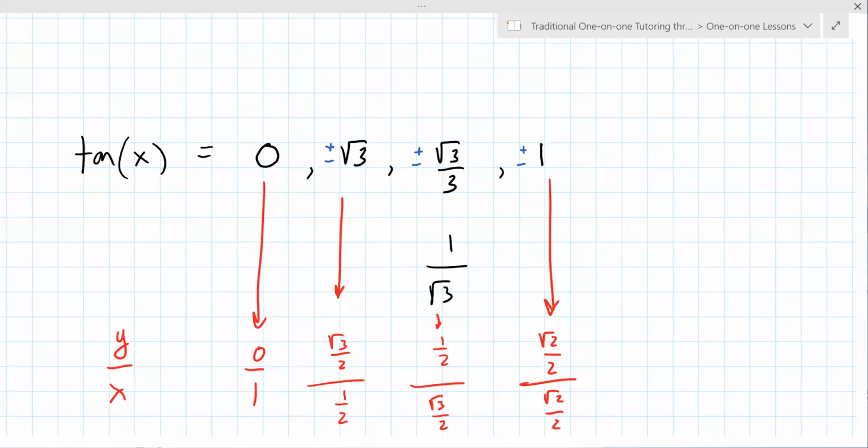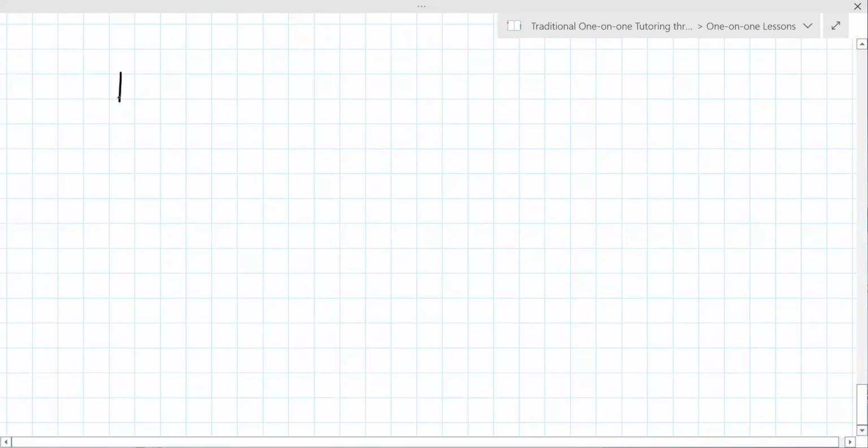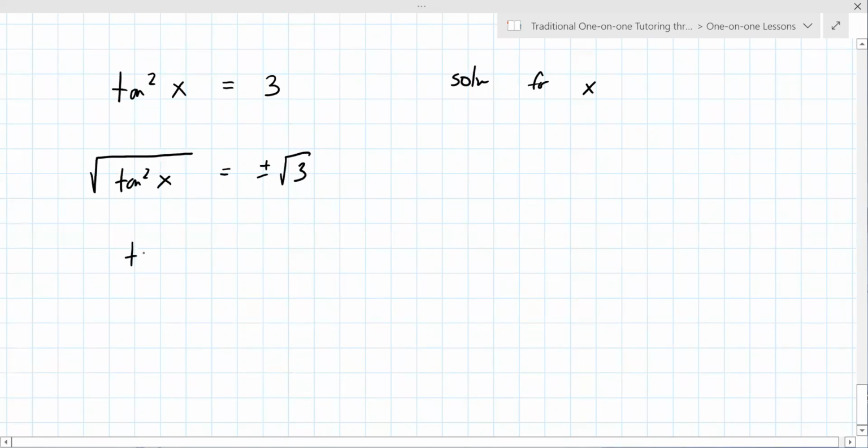Got it. Okay, so this knowledge is all to help you answer a problem like this. What is x if tangent squared x equals 3? It says to solve for x. To solve for x, you take the square root of both sides, plus or minus the square root of 3. So it's 2 problems now: tangent x equals square root of 3, and tangent x equals minus square root of 3.